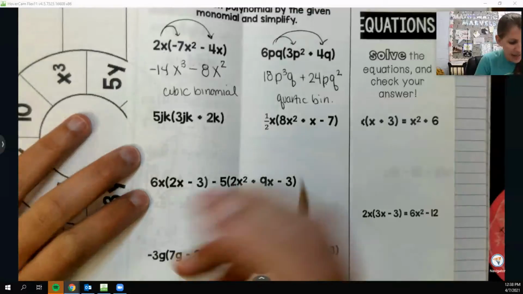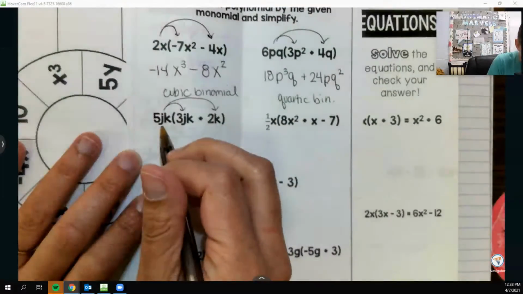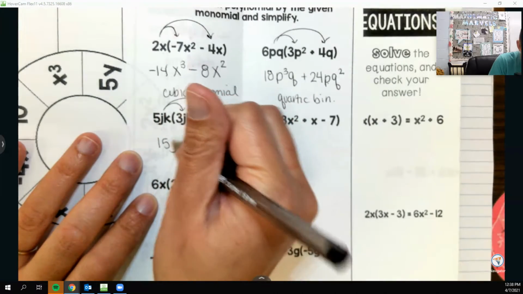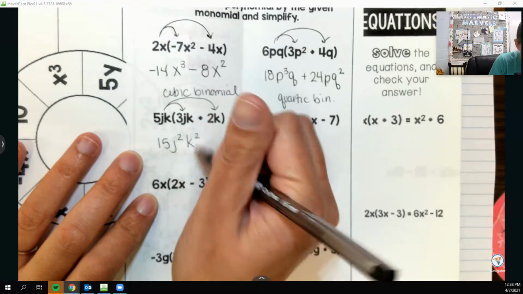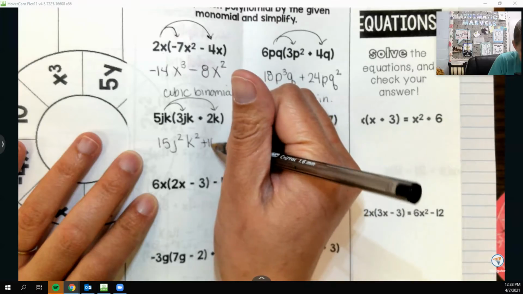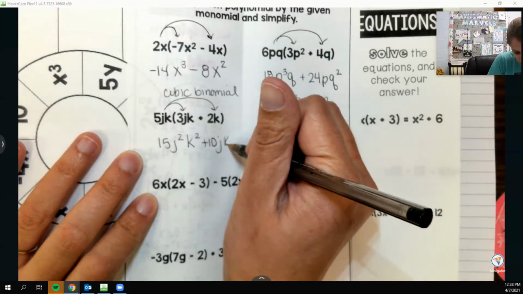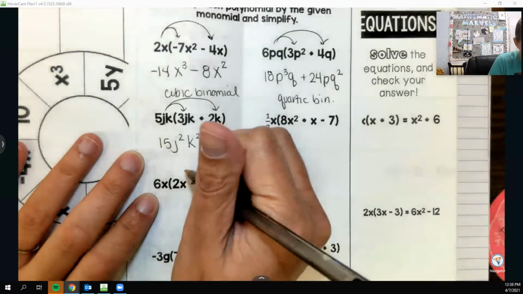Alrighty, on to the next. If I distribute, we're going to do 5 times 3 for 15, j times j for j squared, and k times k for k squared. Then we're going to do 5 times 2 for 10, so plus, and there's no j to combine it with, and then k squared. The leading coefficient is 15.